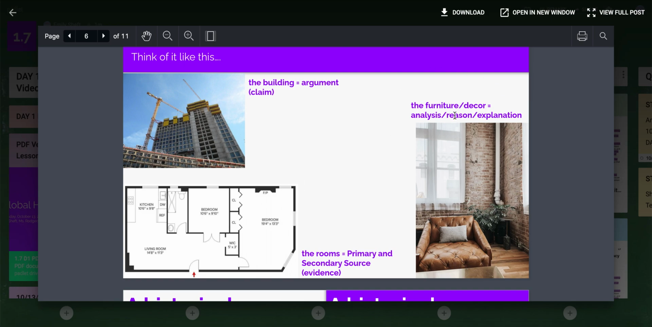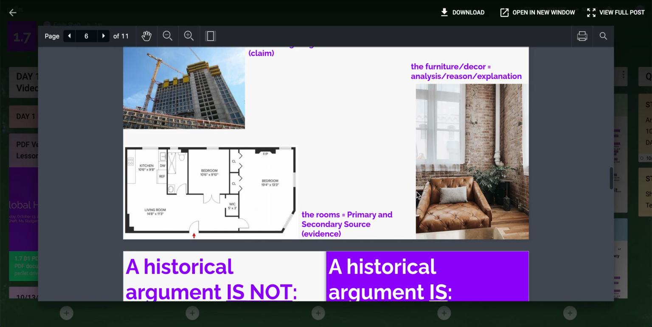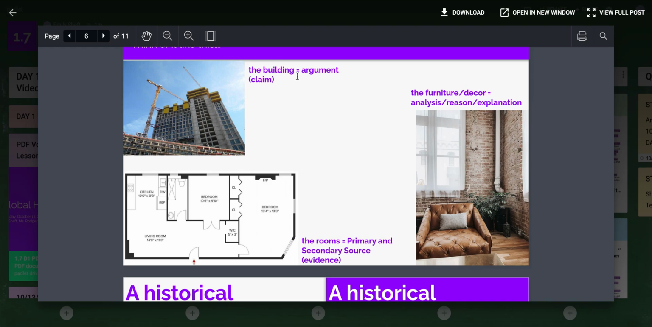So that's where the analysis, reason, and explanation come in. Anyone can put a quote in, anyone can say, this is this, but what we need to do as good historians is actually analyze it and connect it back to what we're trying to convince our reader. And usually the analysis, reason, and explanation is where we really help our reader understand and be on the same page as us, which only makes our claim and argument stronger.